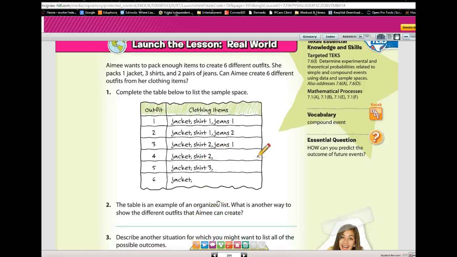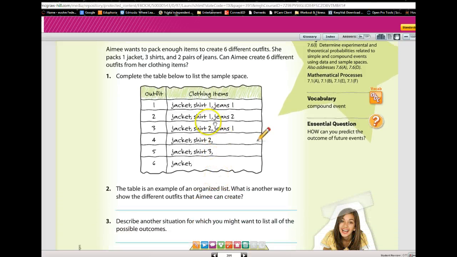Moving on. Number 2, the table above. So it says list. You can also call it a table. The table is an example of an organized list. So remember, those 2 things are interchangeable. What is another way to show the different outfits that Amy can create?